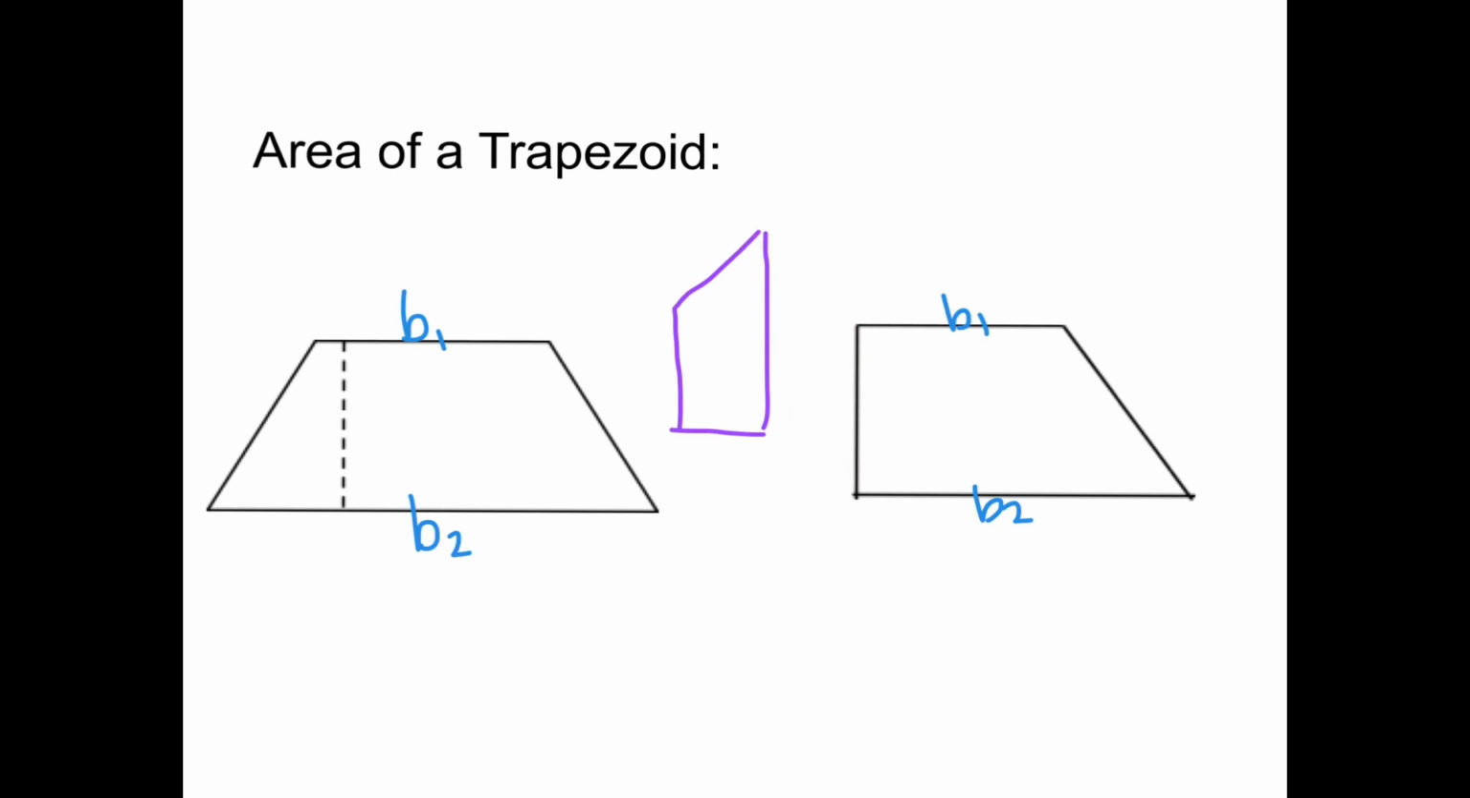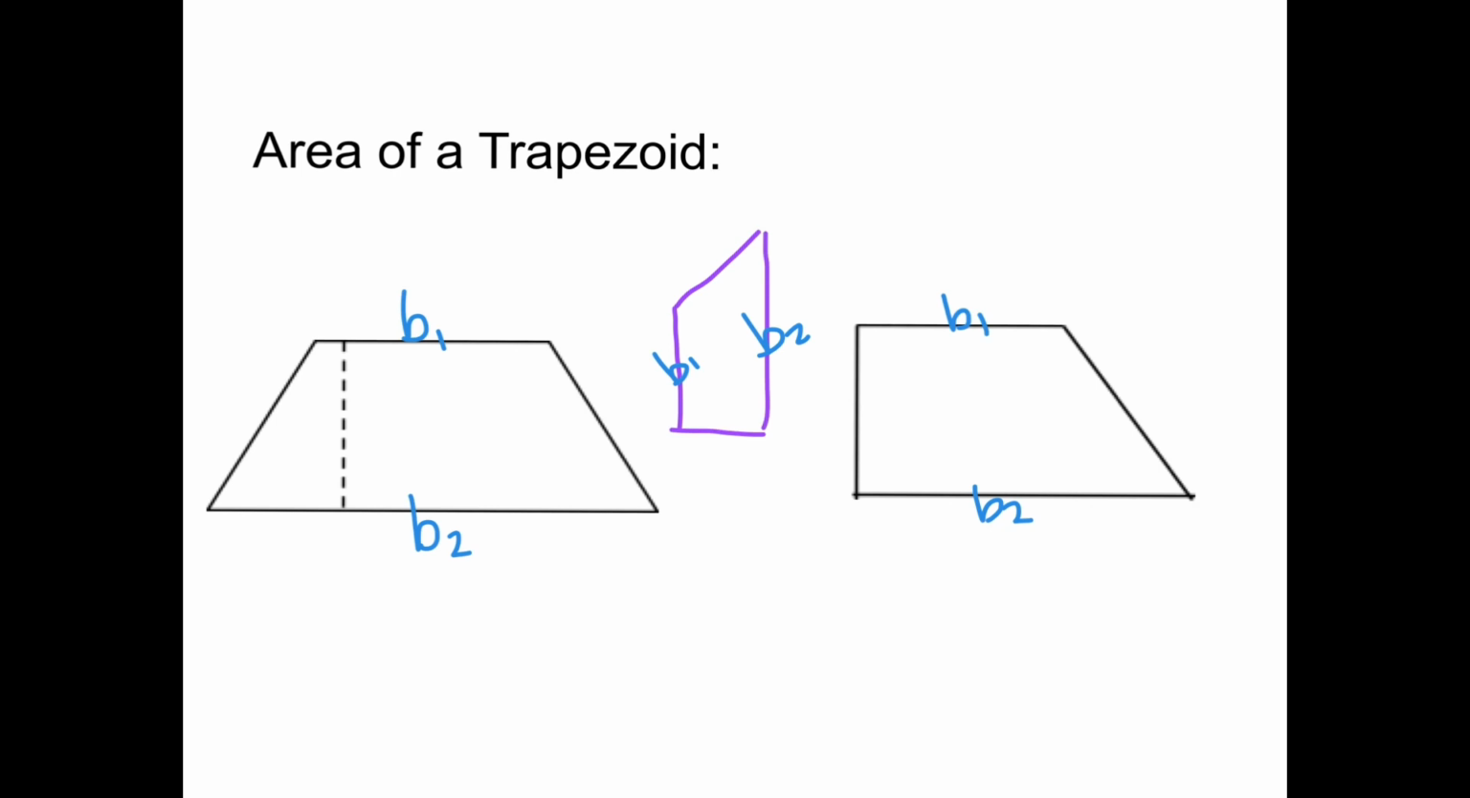Even if it looked like that, please understand that this would still be B1 and that would still be B2 because the B's are coming from the parallel sides. So that's the important part. They don't actually have to be bases on the top and the bottom. They have to be coming from the parallel sides.